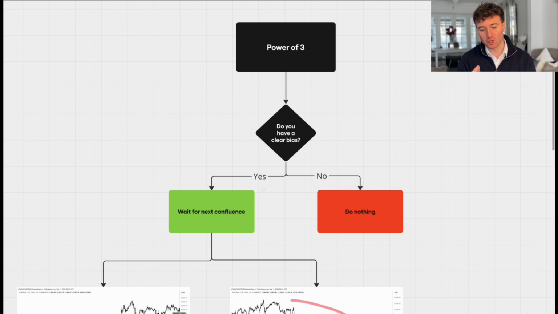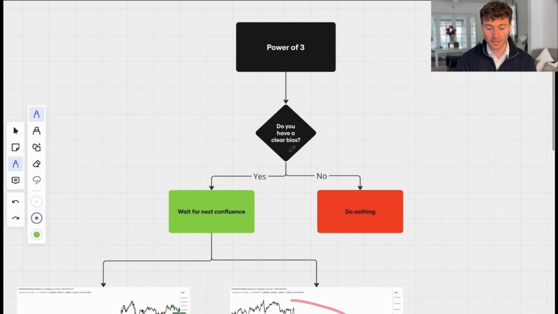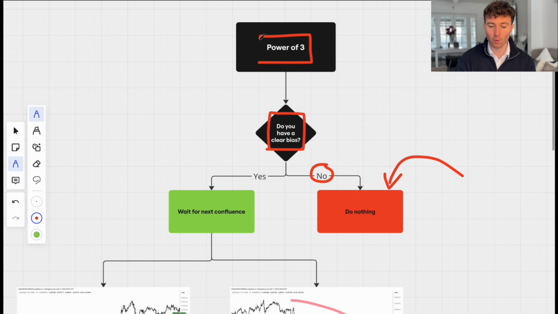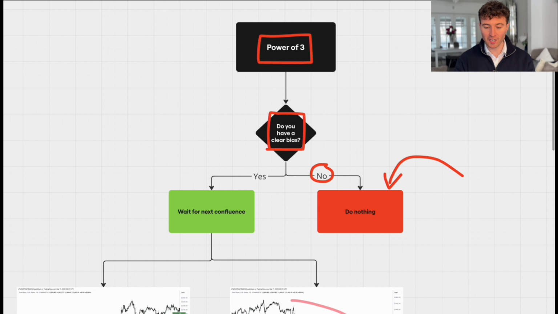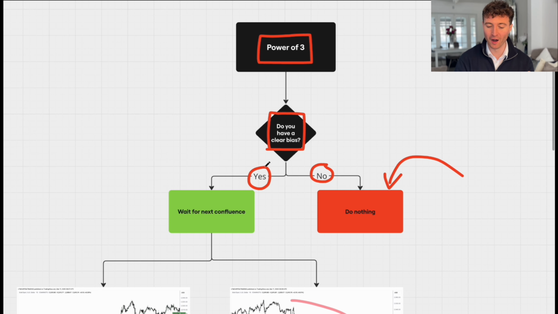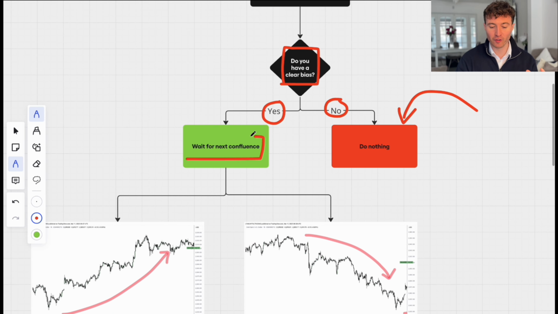The first thing that you need to ask yourself when you turn up to the markets is, do you have a clear directional bias? If the answer is no and you're not sure what your bias is, then you should be doing absolutely nothing. Because when you're trading the ICT Power of 3, this is a system that we use in order to catch trend continuation plays. So therefore, we of course need trending conditions. So if the answer is yes, and we do have a clear directional bias, we can start to gear ourselves up at looking at taking a potential trade. However, we still need to wait for the next confluence.